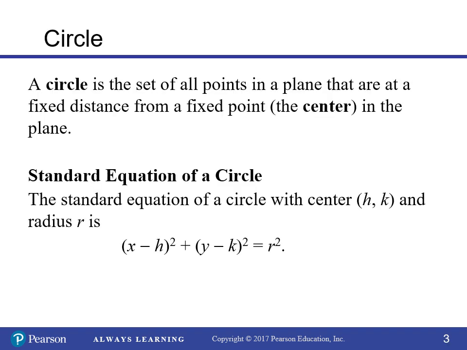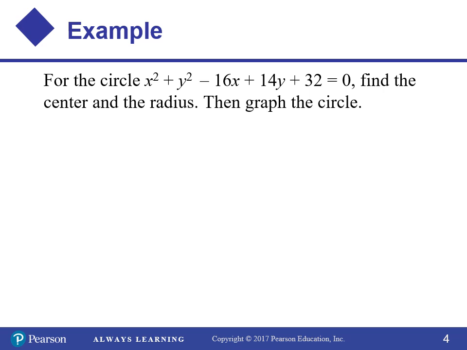So a circle is a set of all points in a plane that are at a fixed distance from a fixed point called the center. We learned the standard equation of a circle in geometry, and then we used it again in Algebra 2. So you can see there that the standard equation of a circle, with h and k being your center and r being your radius, is (x minus h) squared plus (y minus k) squared equals r squared. So if we're given this equation that you can see here, we're going to find the center and the radius and then graph the circle.